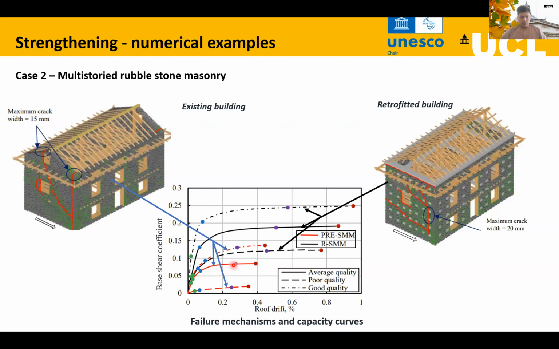For now, let's look at the average material quality. For the average material quality, the lateral capacity was only about 0.08 G for the existing building, while for the retrofitted building, it has improved up to nearly 0.2 G. So we have improved the lateral capacity by more than double.